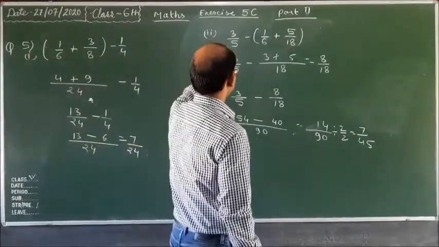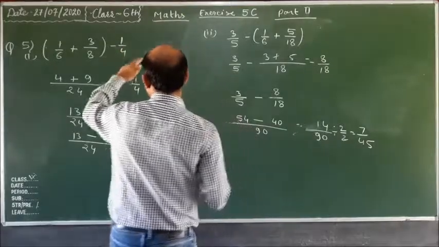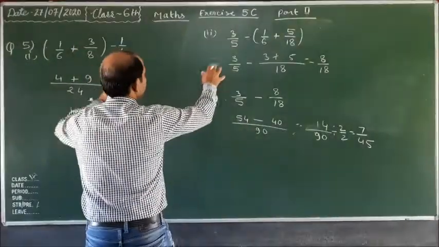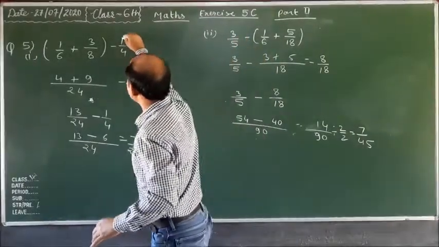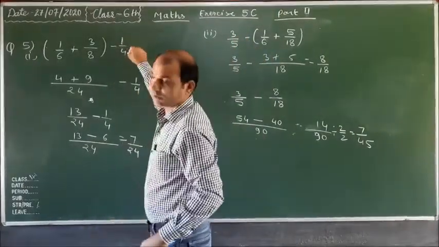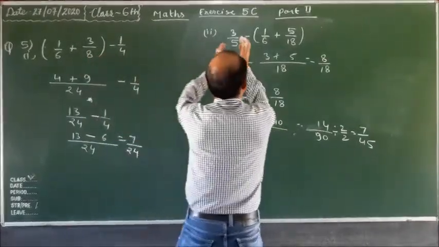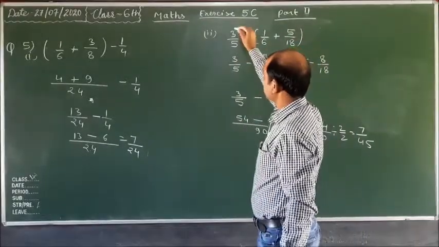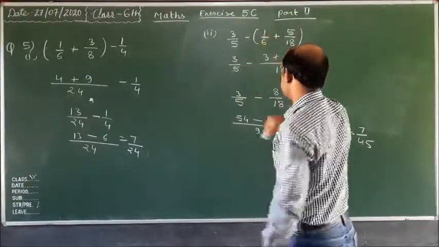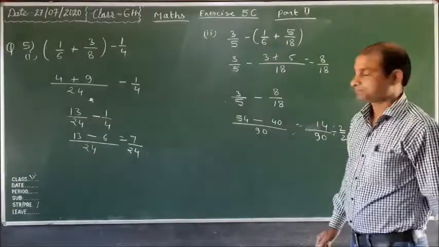Now the second question is the same as question number 1, but what is the difference between these questions? Here the first fraction is 3 upon 4, and here at the end is 1 upon 4. Here the bracket comes after the first fraction. Now the second question: 3 upon 5 minus (1 upon 6 plus 5 upon 8).